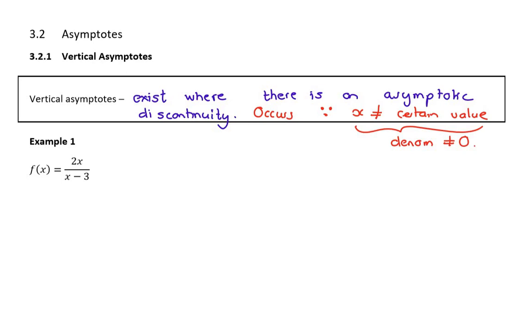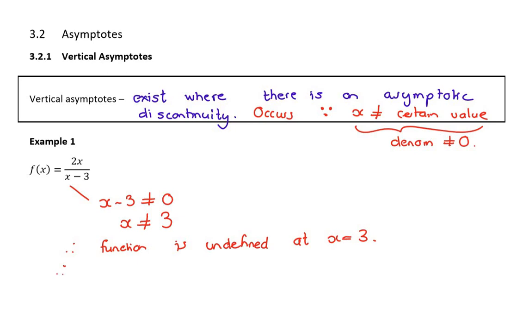If we look at example 1, which is 2x over x subtract 3, I know that x subtract 3 is never allowed to be equal to 0, which means x is never allowed to be 3 in this function. If x was 3, the function is undefined. So therefore, the function is undefined at x equals 3, and that means you have an asymptote. So there is a vertical asymptote at x equals 3.